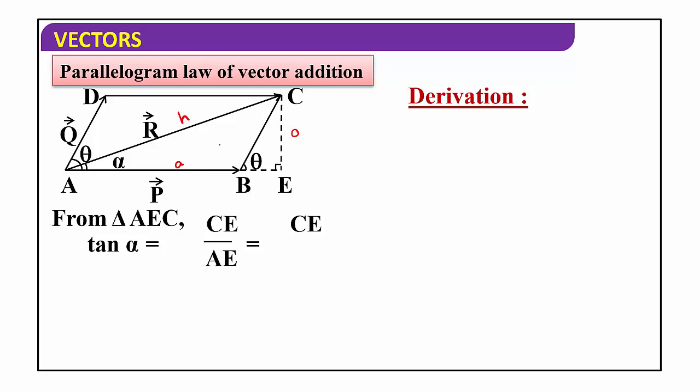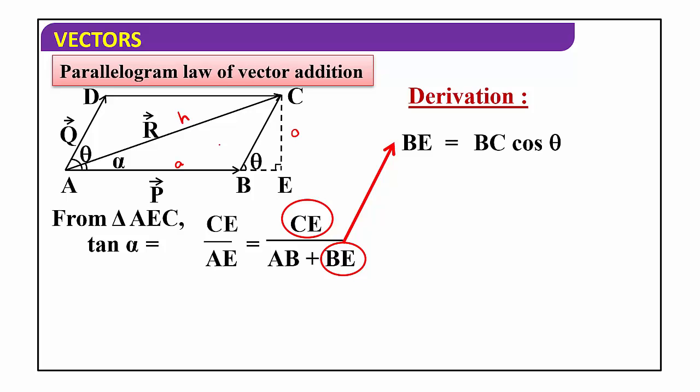CE keep as it is. In place of AE, we can write AB plus BE. Right? Then CE and BE values you can observe here. BE is equal to BC cos theta. Here I am going to consider the triangle. Observe this part here from the triangle CBE. Right? This is the triangle CBE having angle theta. This will be opposite side, adjacent side, and this is hypotenuse.